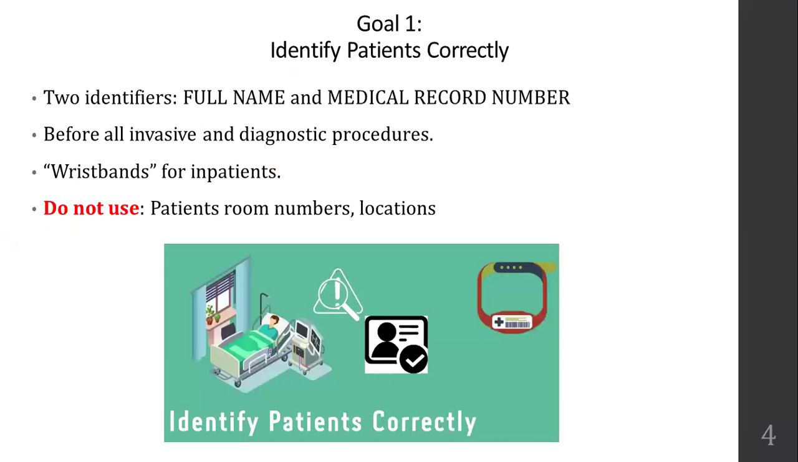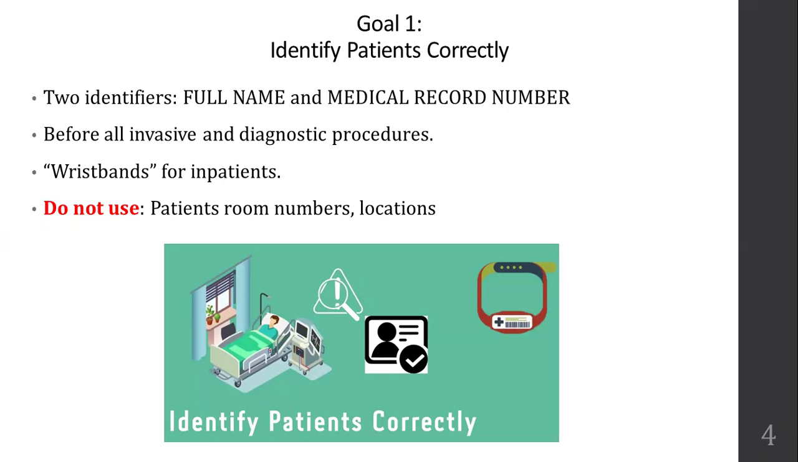So the first goal is identifying the patients correctly. Wrong patient errors are very common in hospitals. Therefore, the purpose of this goal is to identify the individual as the person for whom you are giving your service or treatment, and it has to match the individual who is receiving it. According to the Joint Commission International, you have to use at least 2 identifiers: name, date of birth, medical record number, patient number, date of admission. These are different identifiers, so use at least 2.